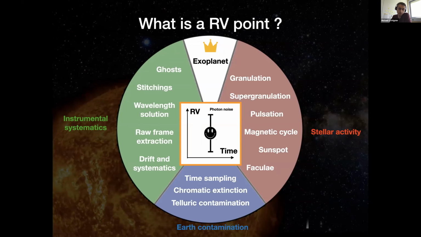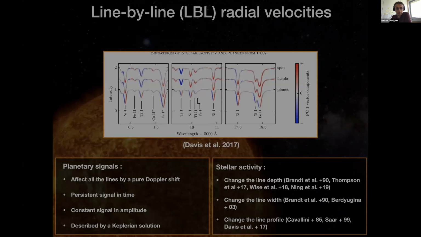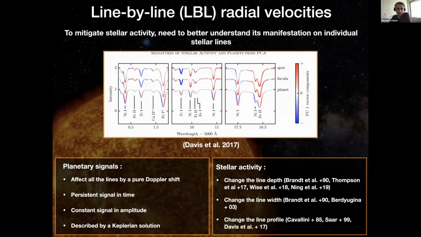On the other hand, you have the fact that you observe from the ground, so you have some contamination from the Earth atmosphere. And finally, you also have contamination from stellar activity because you observe the star. I will begin with how we can deal with stellar activity. I think it has been well presented in that paper of 2017 by Davis et al., where they clearly explained the main idea of what we can do.